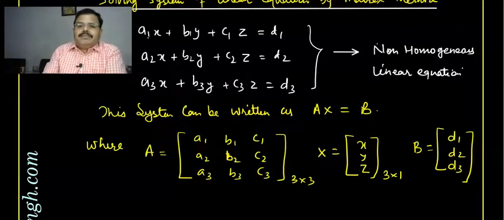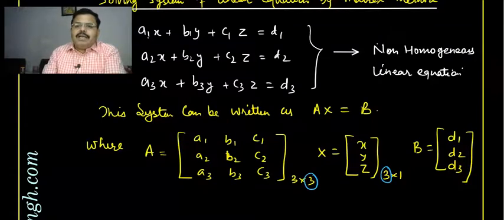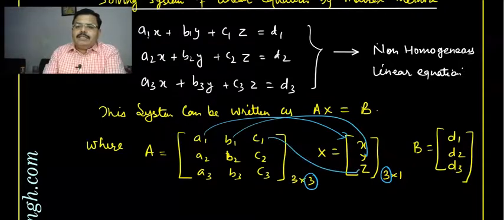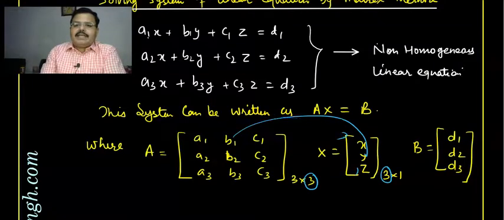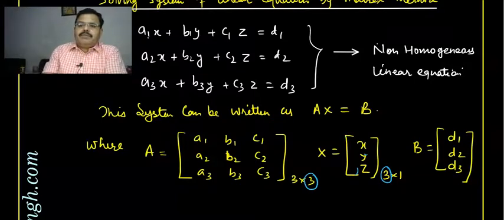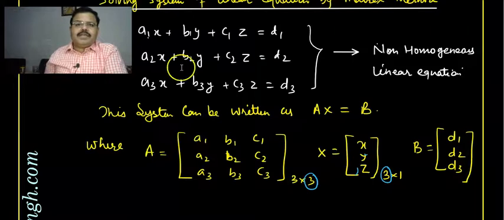How can we write AX? Let me check whether A and X are conformal for product. The number of columns in A is equal to the number of rows in X, and therefore they are conformal. If you multiply rows into columns, first row, first column gives a1x, b1y and c1z, so a1x plus b1y plus c1z will come in the first row. In B, the first row is d1. So a1x plus b1y plus c1z is equal to d1 will surely come. I hope you got it. So the system can be written like this. There is no doubt about it.